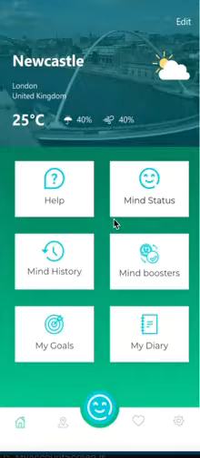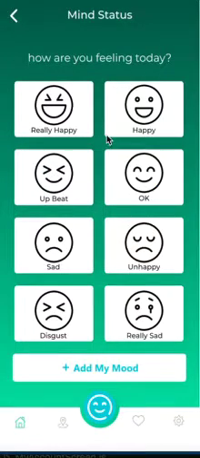The next option here is the mind status. This is the crux of the app, which takes the readings of the patient's mind and gives help or remedy for the specific problem. If you go into mind status, this is where the patient can actually record their status, interact with the app and say how he is feeling today.